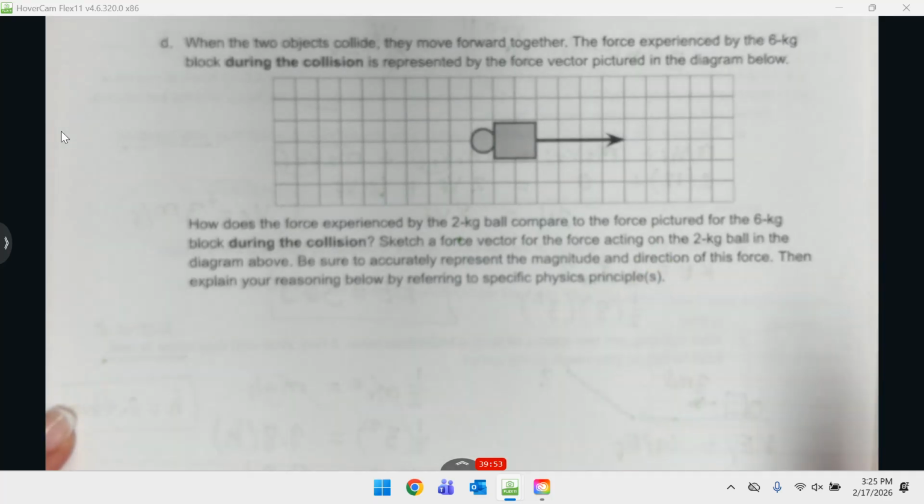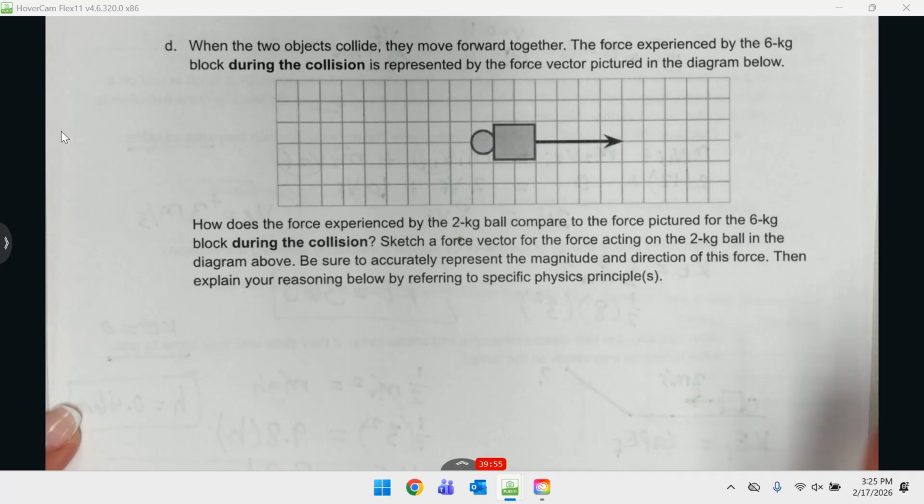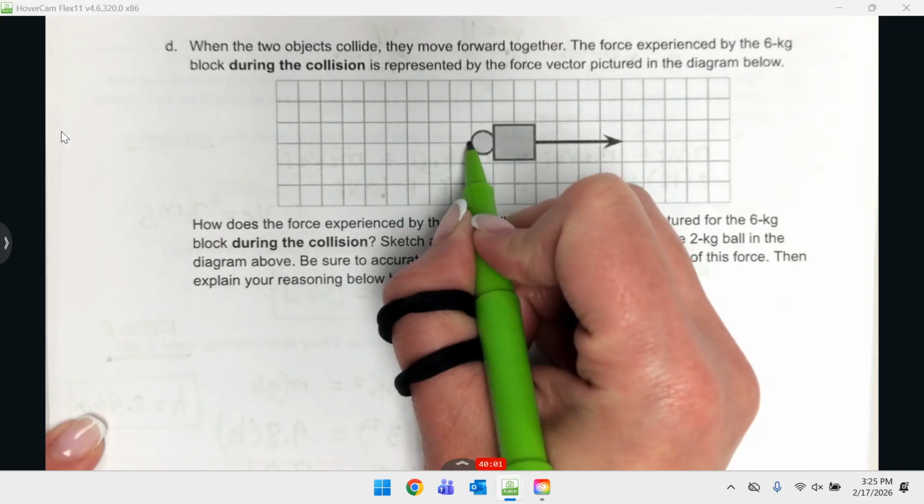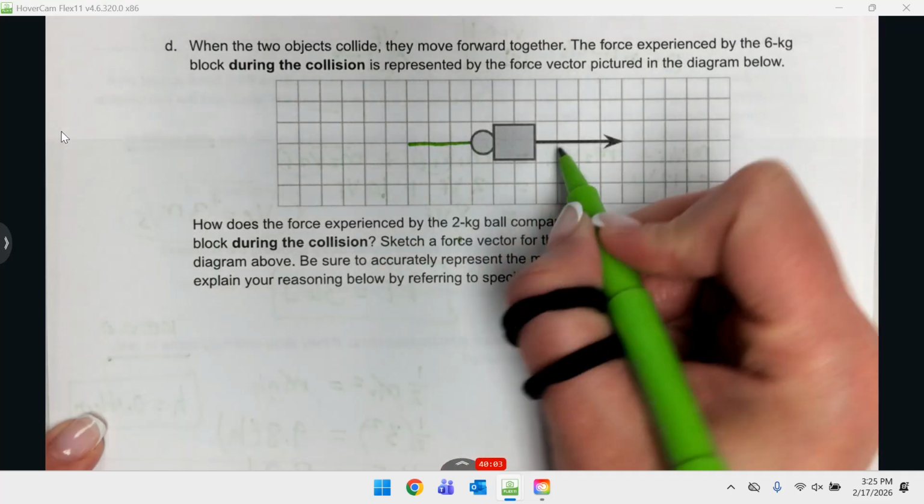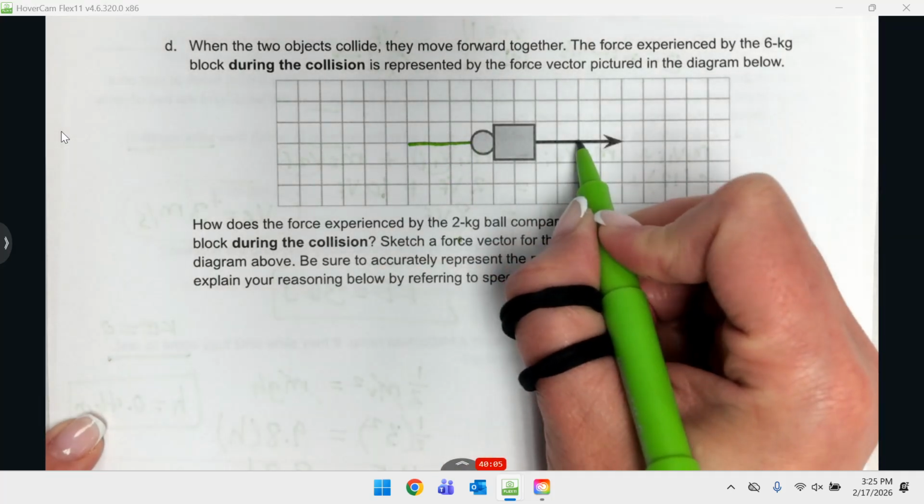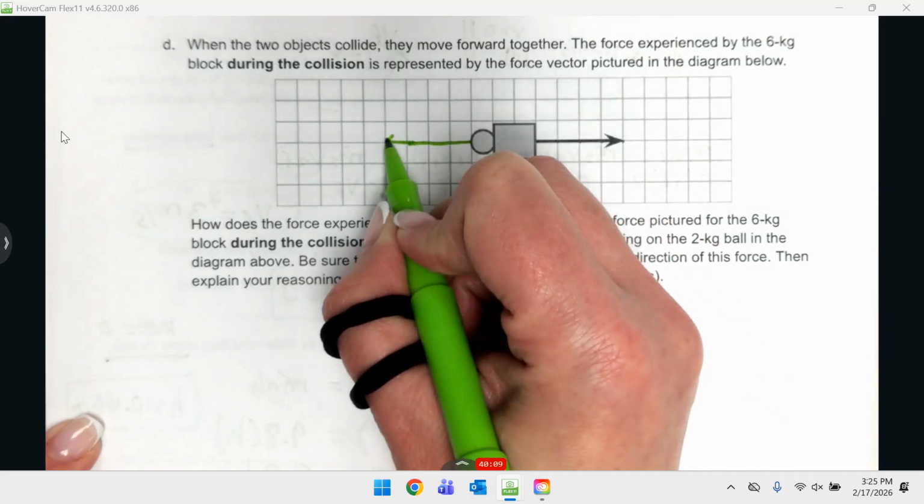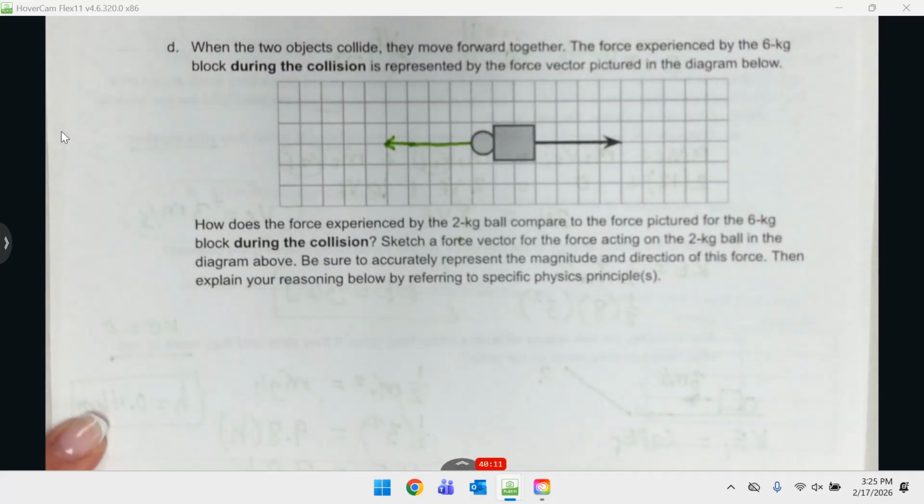So when they collide, and it doesn't matter if they stick together, bounce apart, whatever, it doesn't matter. When you have a collision, the forces will be equal and opposite. This is Newton's third law. This is a force pair. So we want it to be equal in length. 1, 2, 3, 4. 1, 2, 3, 4. Make sure you draw it so it's equal in length.